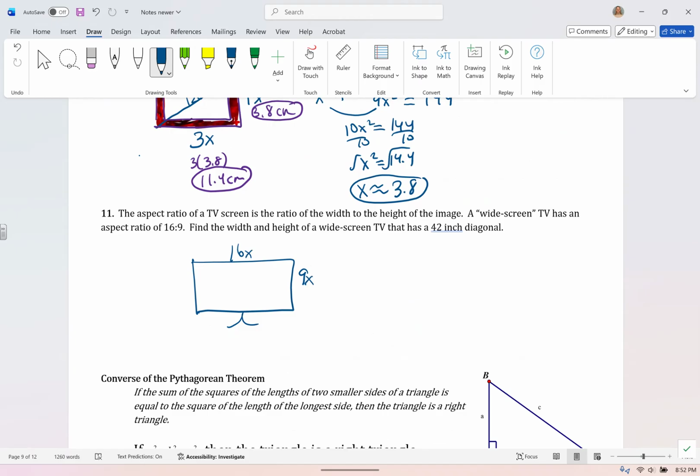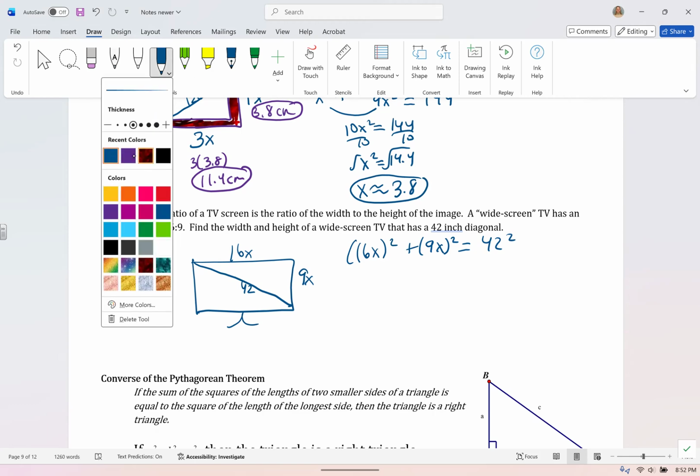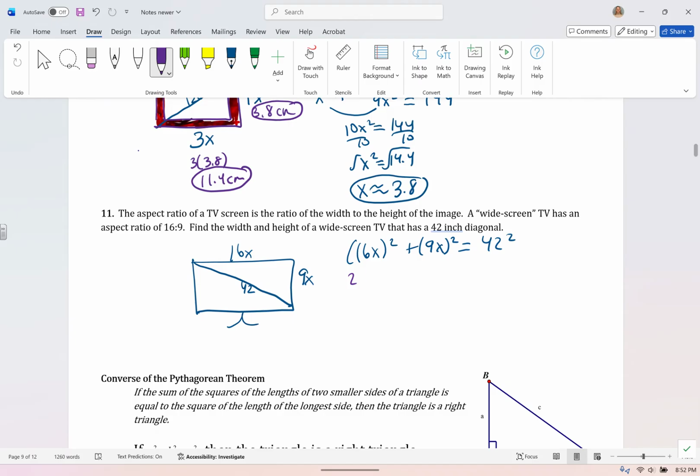Because it could be much bigger or smaller than 16 inches. We do know the diagonal of this is going to be 42. So we can do 16x squared and 9x squared equals 42 squared. When we square it, 16 squared is 256, x squared plus 81x squared equals 1764, which is what 42 squared is. Combine like terms here, you get 337x squared equals 1764.